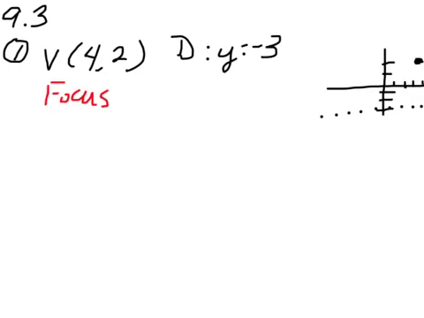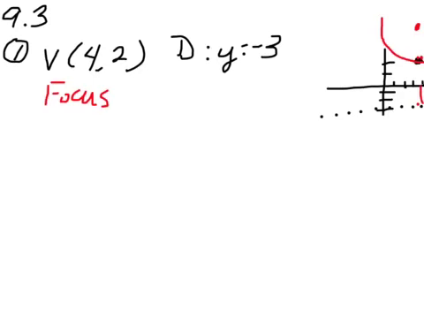Now the focus, if this is the vertex, is going to be somewhere up here. This is a parabola, and the reason I know this is we've got the vertex here. Your directrix is always going to go in the opposite direction that your parabola is opening. Since this is a horizontal line, it's going to open vertically. And it's always the same distance from the directrix to the vertex as it is from the vertex to the focus.